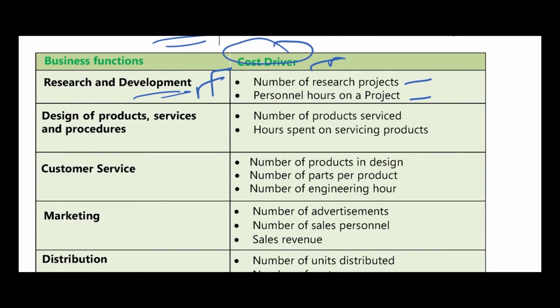So, for dividing cost, we can use the number of research projects, that is, the number of projects we are dealing with, and personnel hours on a project.